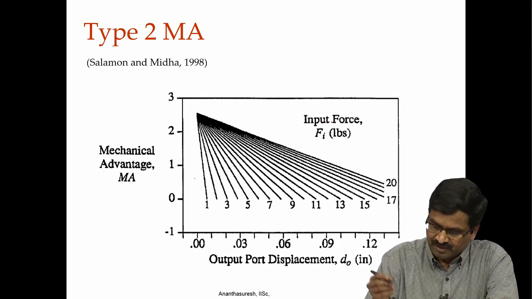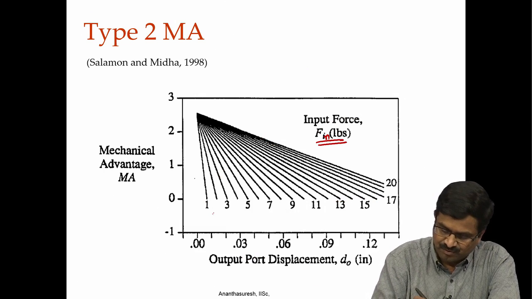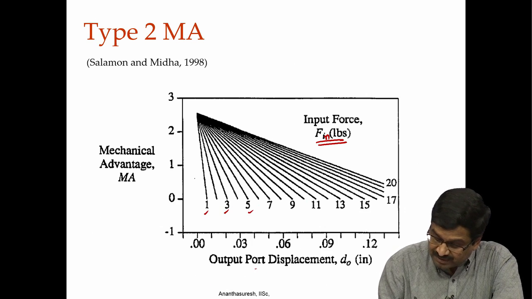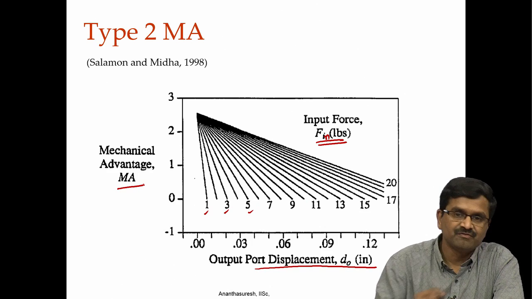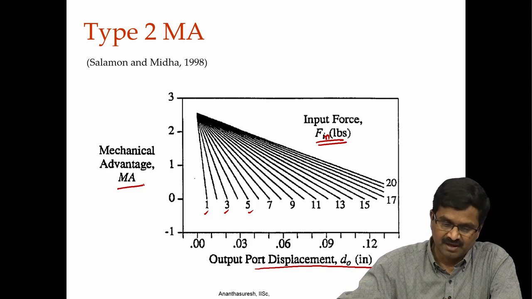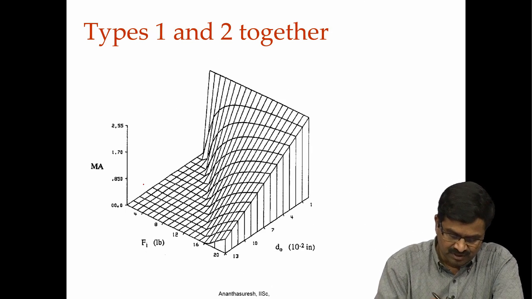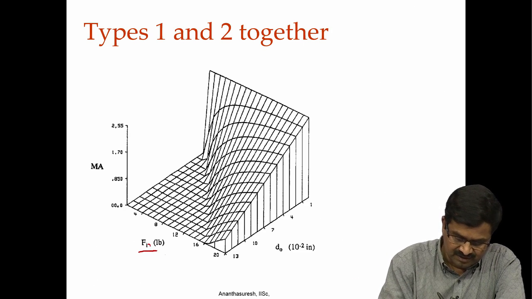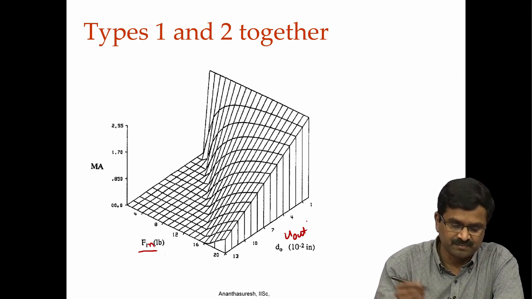Let us look at type 2. In type 2, for different forces, so you fix the input force. So, input force of 1, 2, 3, 5 whatever, you get different ones. So, here now output displacement is varying, not output force, output displacement is varying, and then you have mechanical advantage. And you can look at both of them together as well, type 1, type 2, 3 parameters. You have F in and then U out, they use DO, it is from their paper.